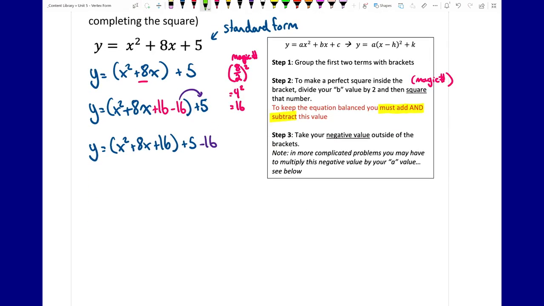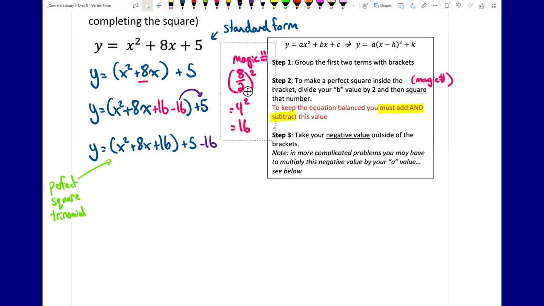Now this bracket should be a perfect square trinomial. By adding that magic number, that 16, that is going to make it a perfect square trinomial. So as long as I put in the right number and follow that second step, that bracket is going to be a perfect square trinomial. So that means I can do x plus 4 squared, right? So I could factor it. I could do it the long way, but I know it's going to be a perfect square because of that value I added.